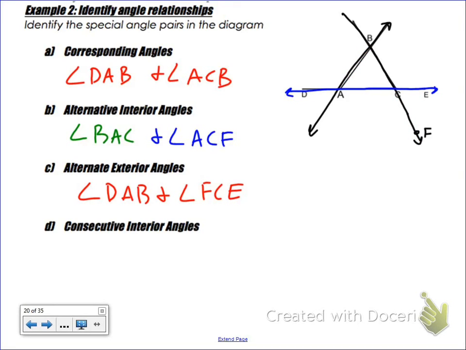And then my last pair of angles I'm looking for is consecutive interior angles. So we're looking inside the two lines and then on the same side of the transversal. So if I call this point G down here, then GAC will be my first angle, and then angle FCA will be my second angle. So these angles will be my consecutive interior angles.